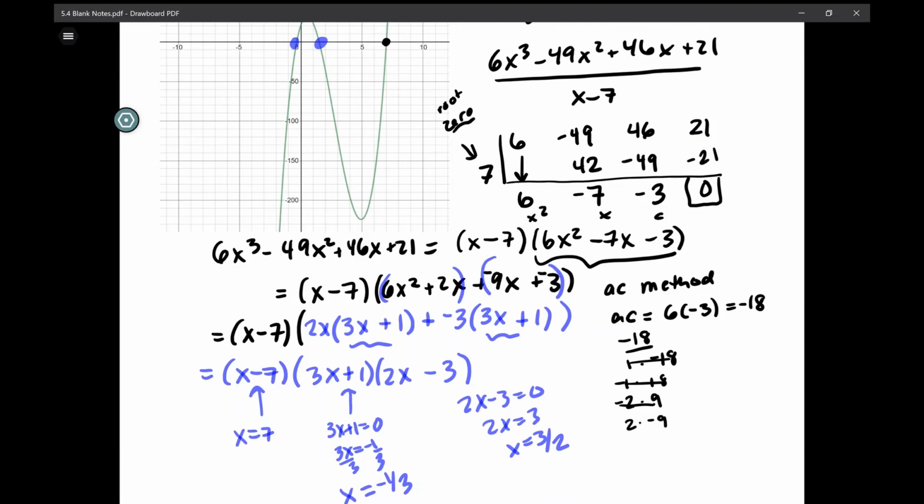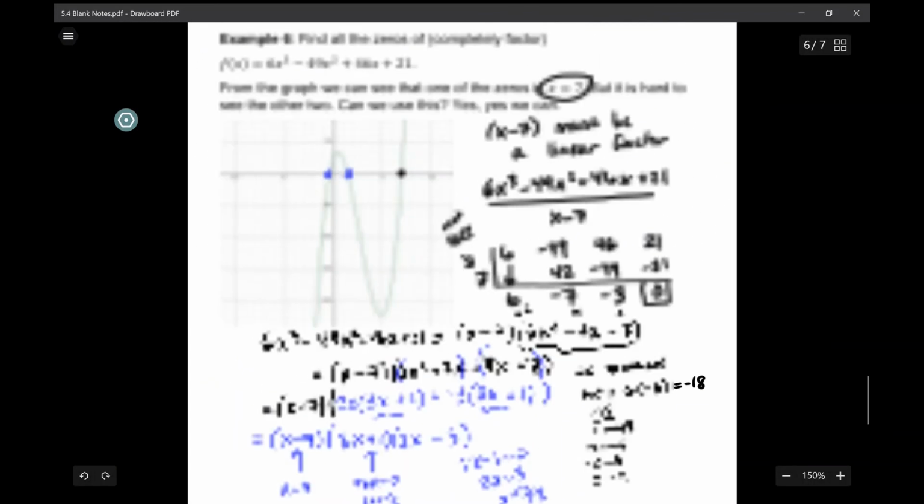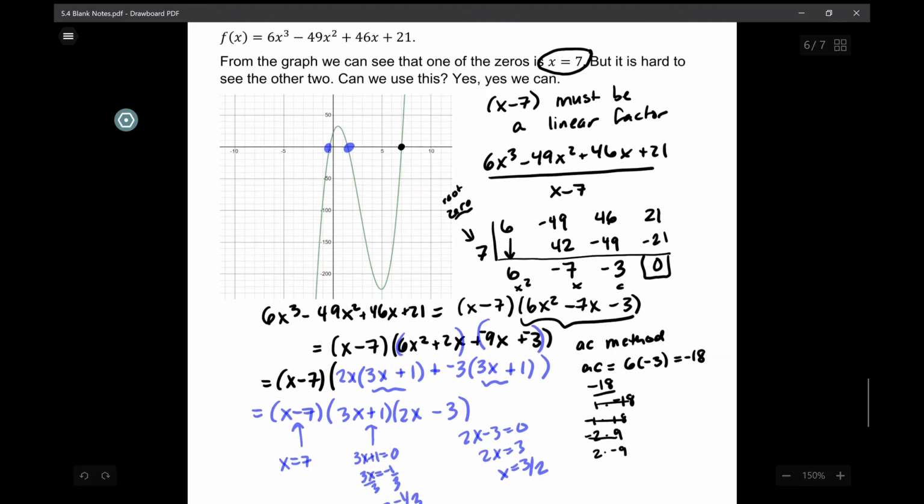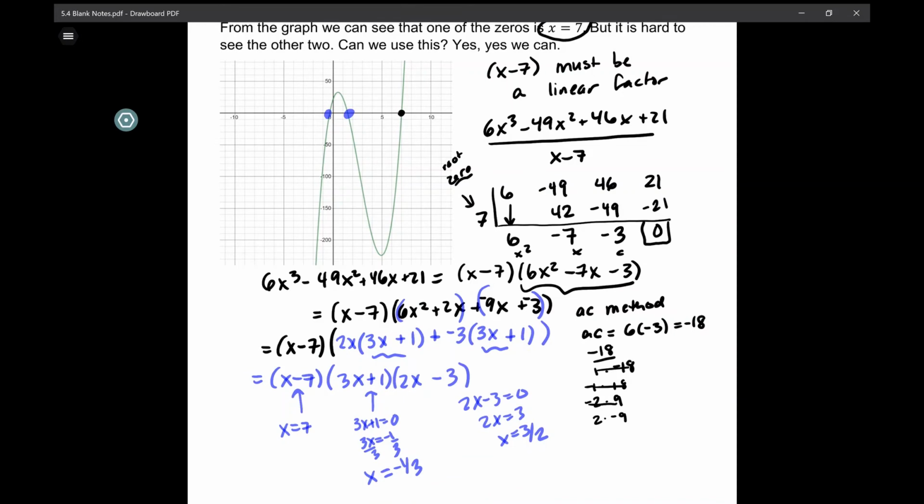So what did we do with this problem? Let's recap. We looked at the graph and were able to clearly find one zero, which was 7. We divided off that linear factor, which reduced it to a quadratic. We know how to factor quadratics, so we factored it, set the factors equal to 0, and found the other two zeros. At this point, we could also have used the quadratic formula to solve for the other two zeros. That's always fine, and would be equally good.